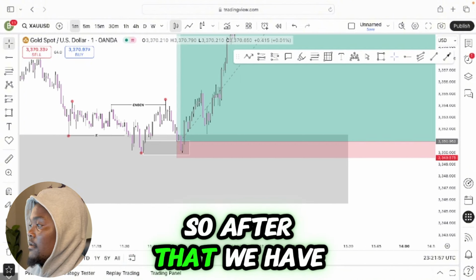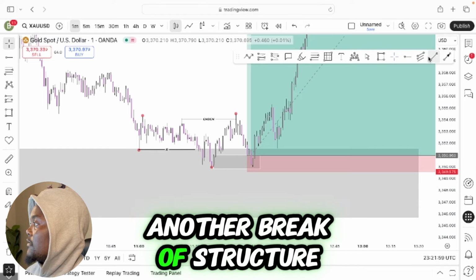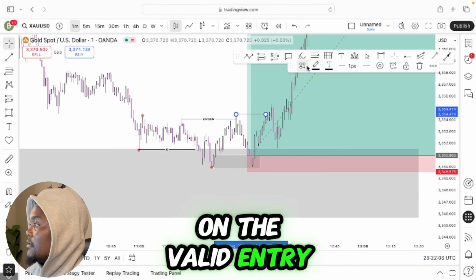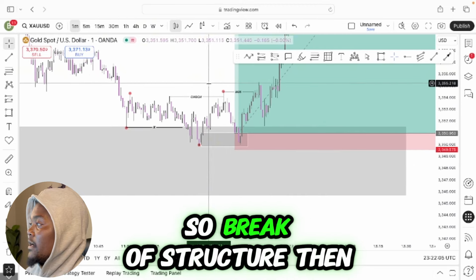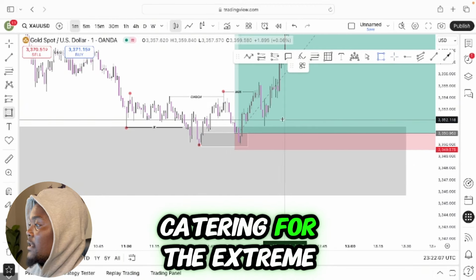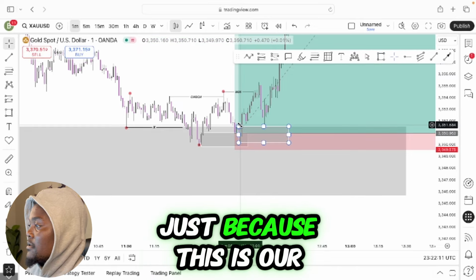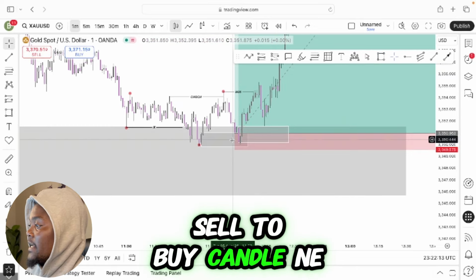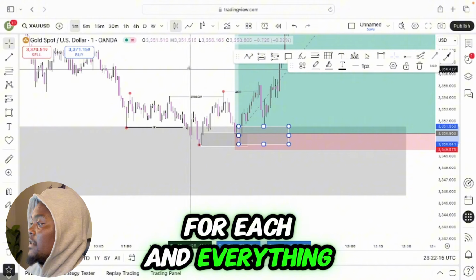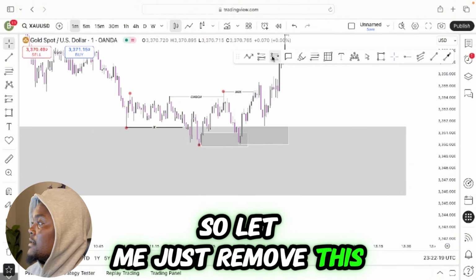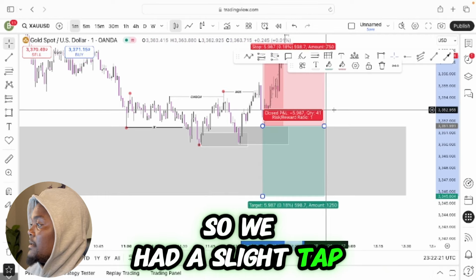So after that, we have another break of structure for those who missed out on the valid entry, the first entry, guys. So break of structure, then catering for the extreme. As you can see, this is the extreme area, just because this is our sell to buy candle. So we're going to cater for each and everything right there. And we had a slight tap into it. So let me just remove this. So we had a slight tap into it.